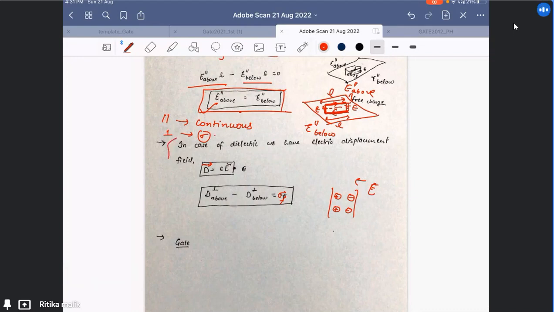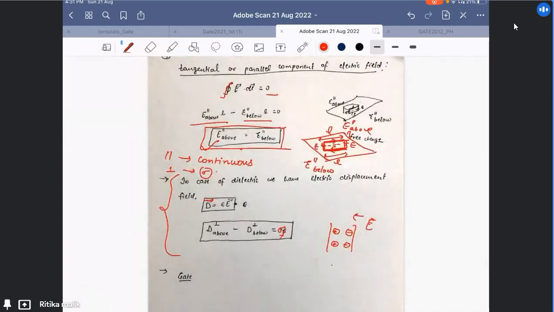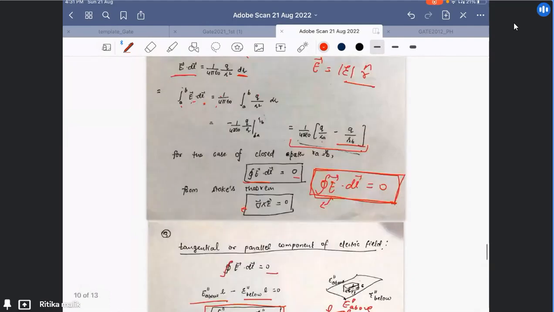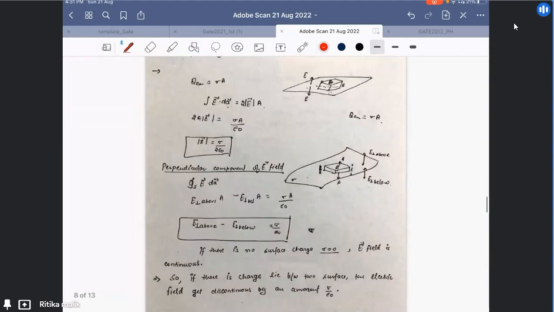I am going to do this derivation maybe in a future lecture, once we have developed the understanding about the dielectric. But for the sake of understanding, just keep in mind that the perpendicular above and the perpendicular below are connected by this equation, which is the same as I have calculated for E: E perpendicular above minus E perpendicular below is related by sigma upon epsilon naught.